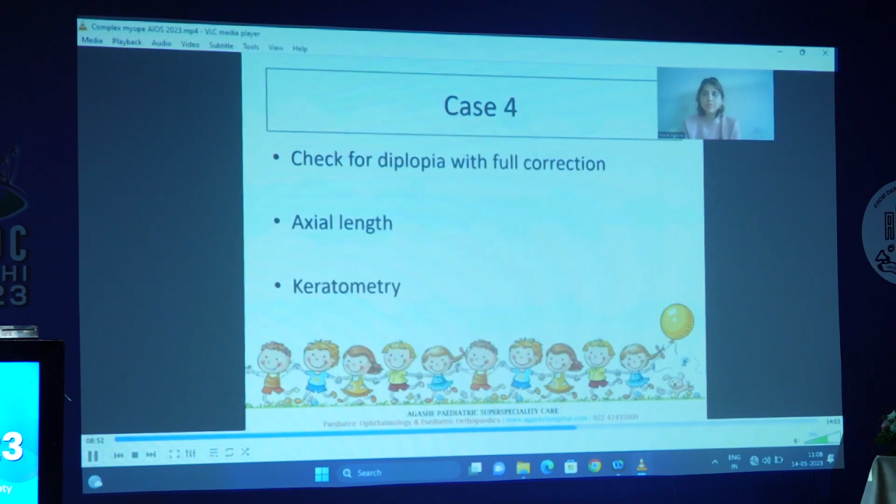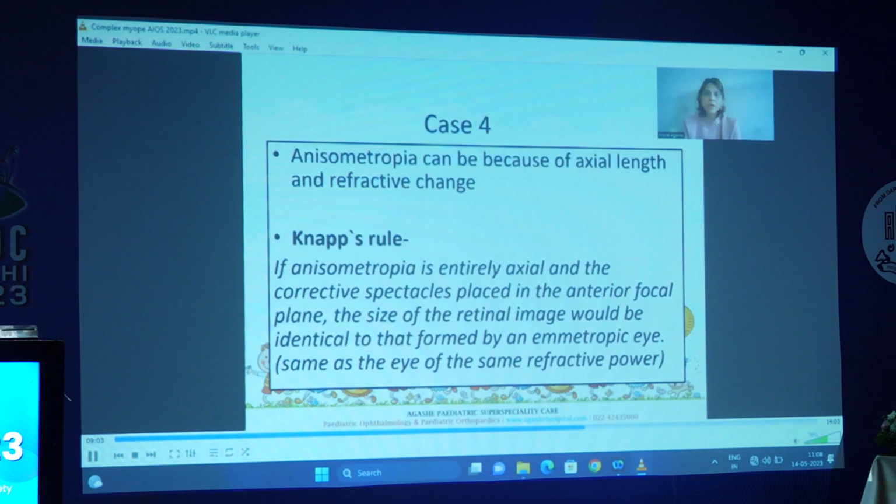So check for diplopia with full correction, and get the axial length and keratometry to understand what kind of myopia it is, whether it is an axial myopia or a refractive myopia. Now, why is this important? Because anisometropia can be because of axial length and refractive change, and that gets us to another rule called Knapp's rule.